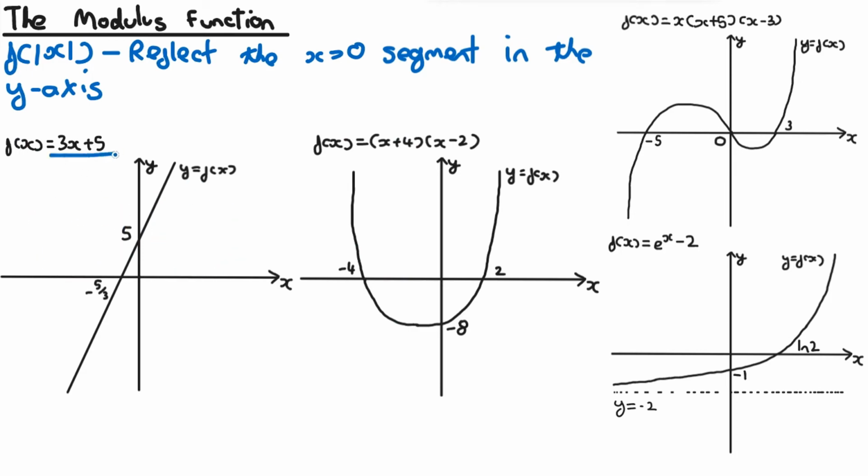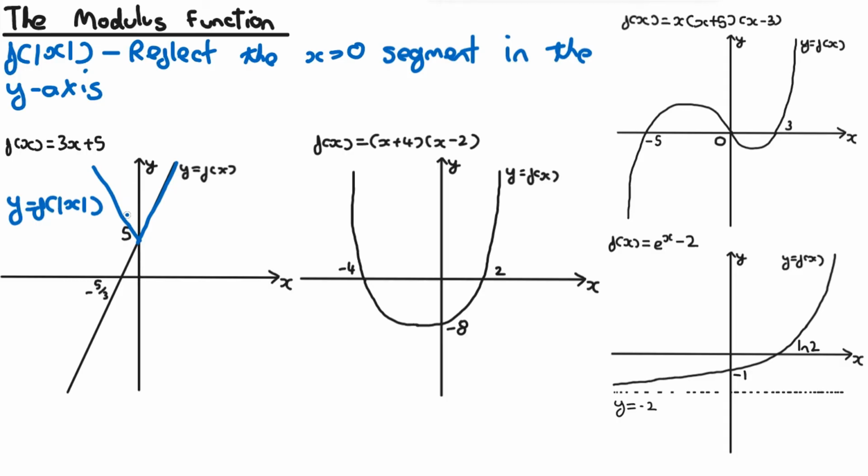So for this example, this is 3x plus 5. So this side will remain the same. And then we just reflect this in the y-axis, basically just copy it onto this side. So this is just going to be like this. And then that's just the final answer, where this is y is equal to f of the modulus of x. So we just copy this onto this side.